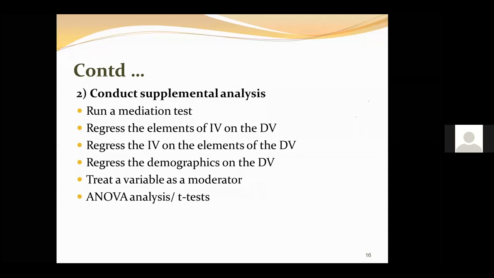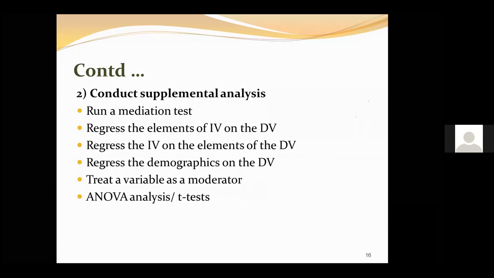Okay, you could also regress the IV on the elements of the DV. Still looking at organization culture and fraud management, fraud management may have separate dimensions. Try to see what the results are saying. You may find your answers there. Why did the relationship between organization culture and fraud management not turn out as expected? The answer may be in those results that are coming up, okay?